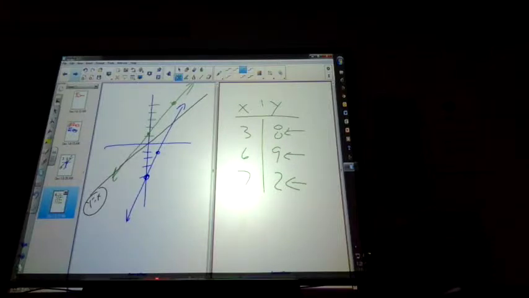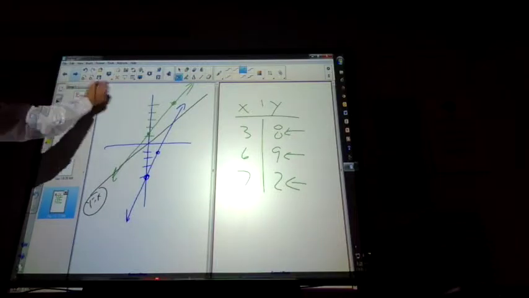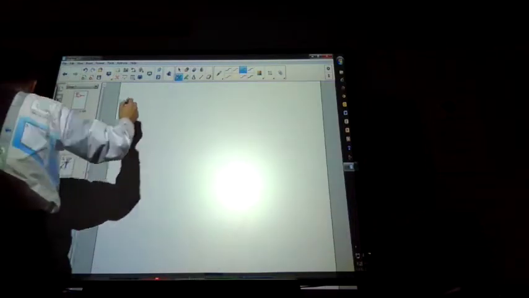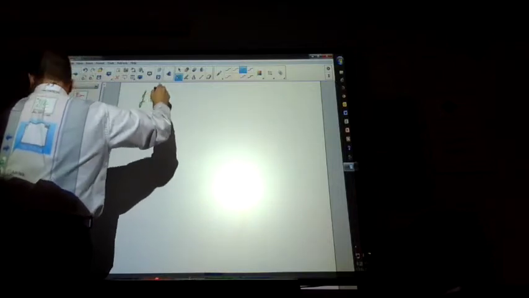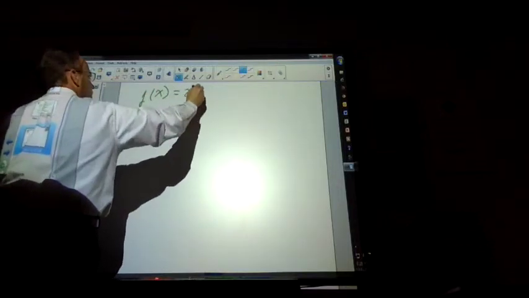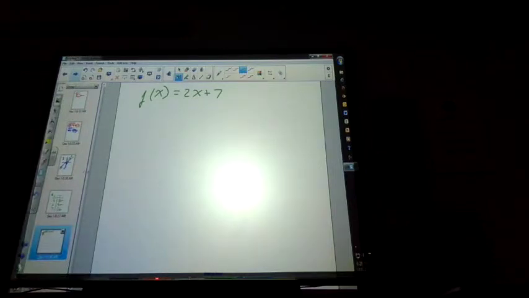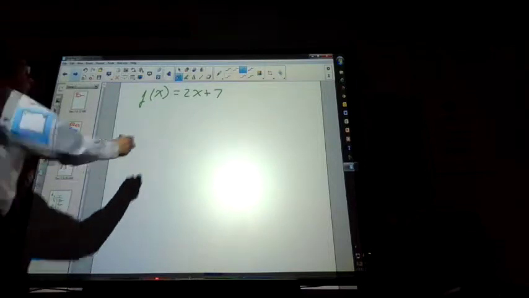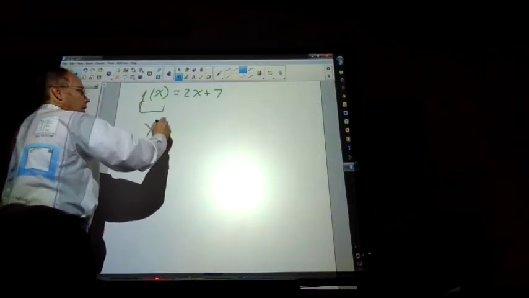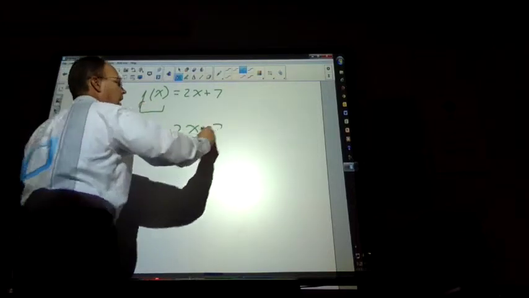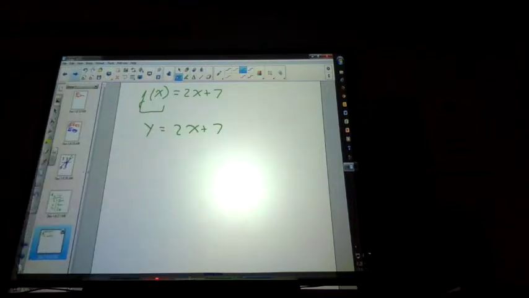Okay, so talk me through these. Let's go to the big board. Talk me through how am I going to find the inverse? First, what's that? There you go. So make this a y. So take it out of functional notation and just make it y equals.